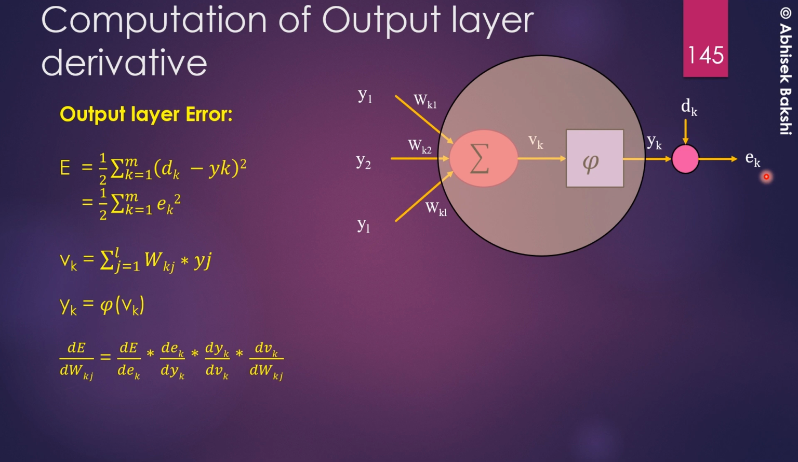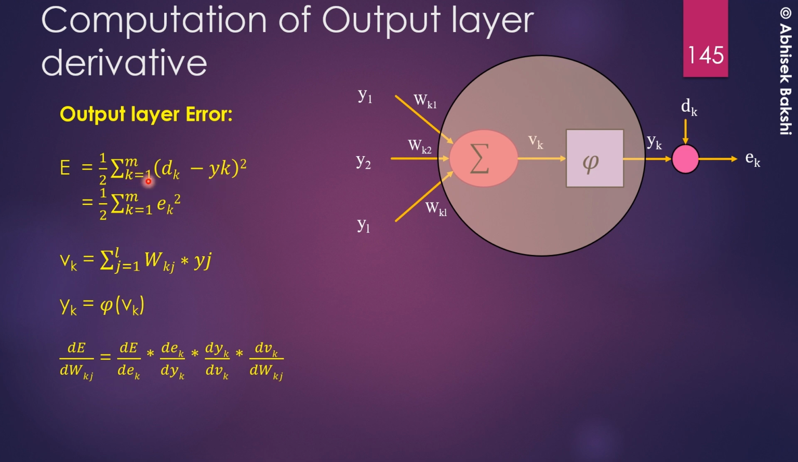So after computing this value ek, our computation of derivative will start. We will start with a very simple error equation that we have already seen in the single layer perceptron case. It's almost the same. You can see here, E equal to half summation over k equal to 1 to m of (dk minus yk) whole square. Don't think that this k should be a subscript. It's my mistake. K should be a subscript. So k equal to 1 to m.